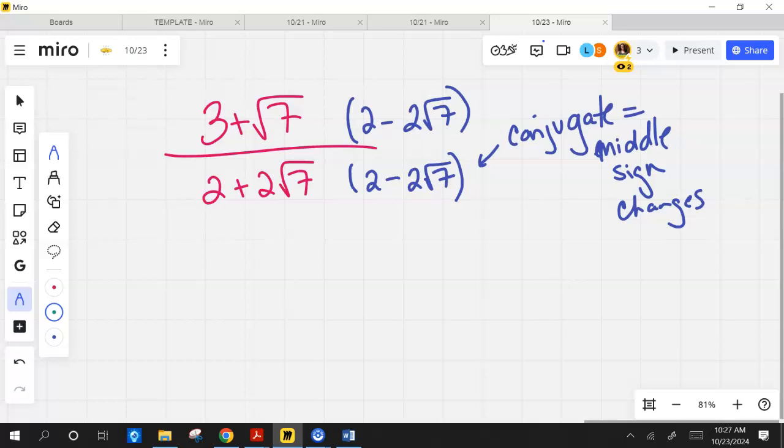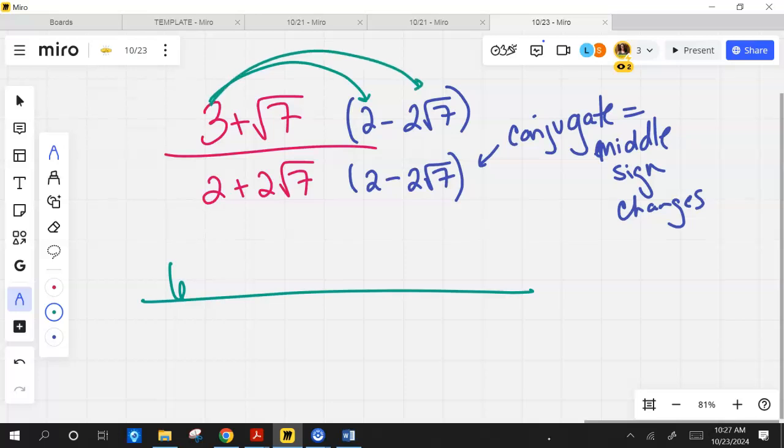Let's go through some foiling here, okay? Let's do the top first. 3 times 2, 6. -6. Whenever I'm multiplying, you multiply the numbers in front, and then you multiply the radicals. So there is no other radical, so it just becomes minus 6 times the square root of 7.